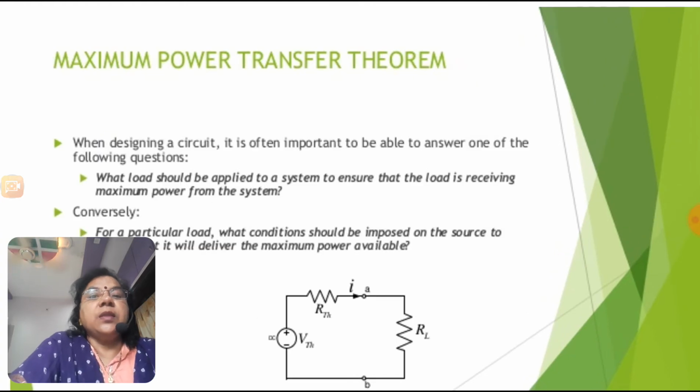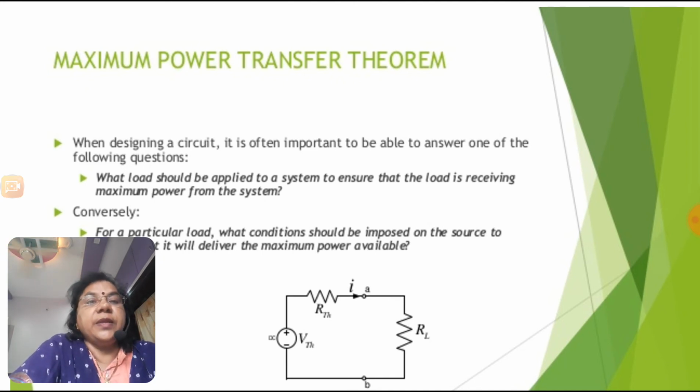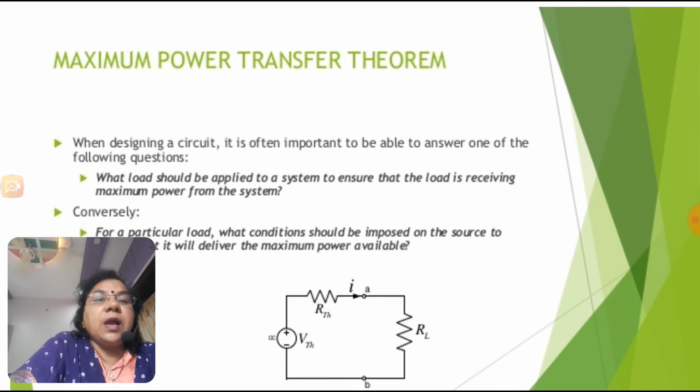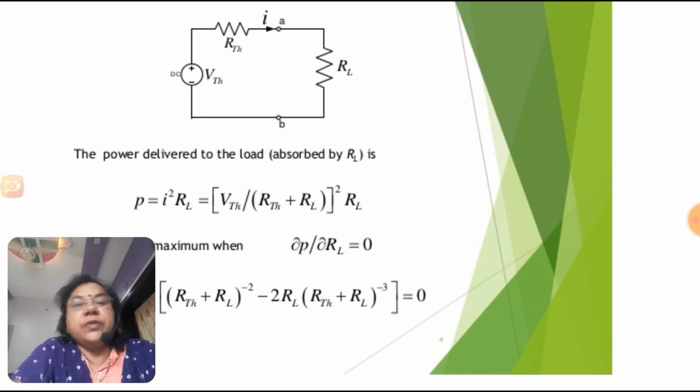In maximum power transfer, when designing a circuit, it is often important to be able to answer one of the following questions. What load should be applied to a system to ensure that the load is receiving maximum power from the system? For a particular load, what conditions should be imposed on the source so that it will deliver the maximum power available with it? So we are going to find out that condition now.